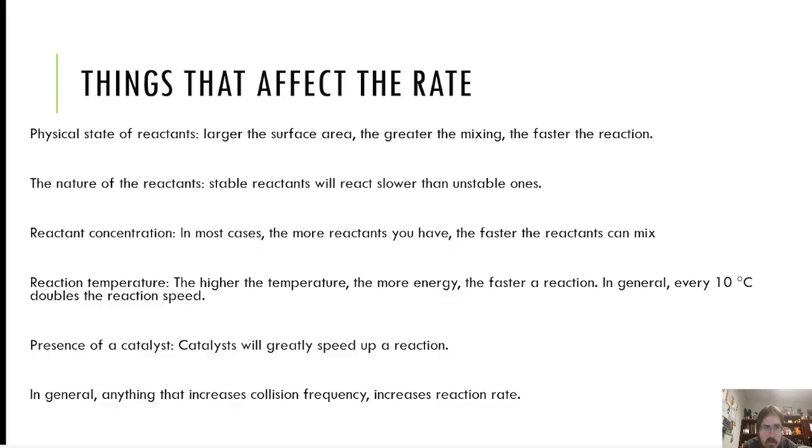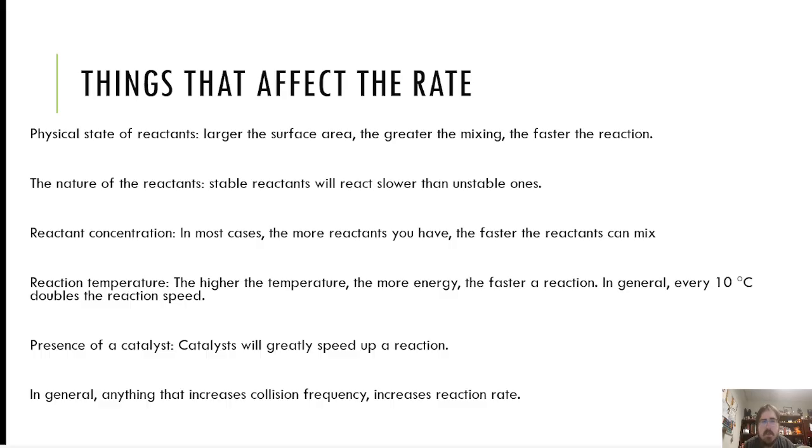But the nature of the reactants also matters. Is the reactant a stable one, or is it an unstable one? Are the bonds particularly weak and reactive? So some things we'll learn when we talk about thermodynamics. It's endothermic to make this versus exothermic. Endothermic things, if you're making it, means it really doesn't want to be made. It wants to break apart. That's a very unstable product.